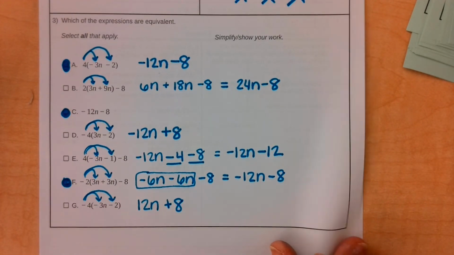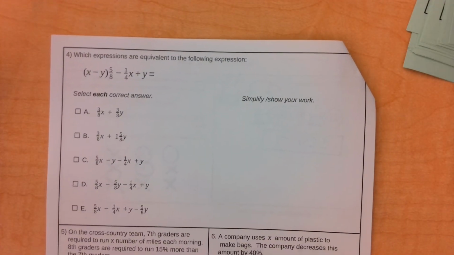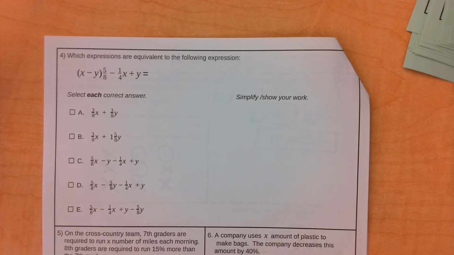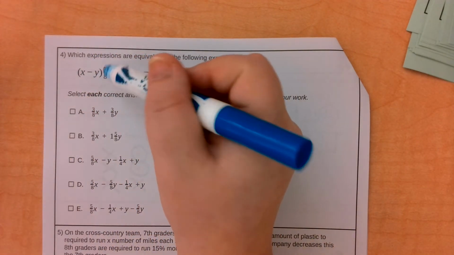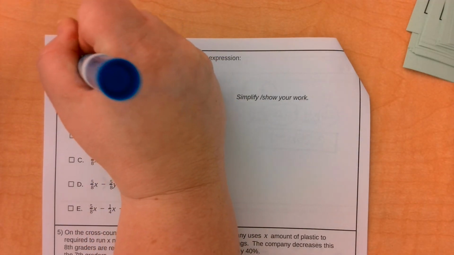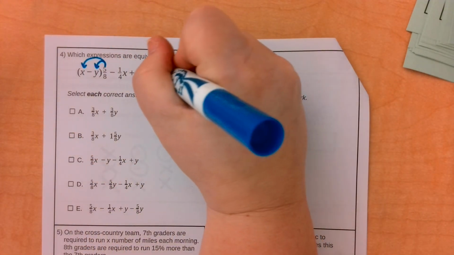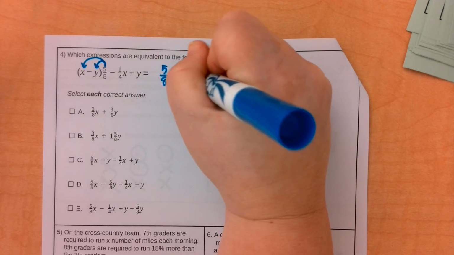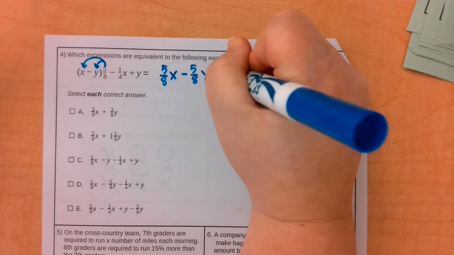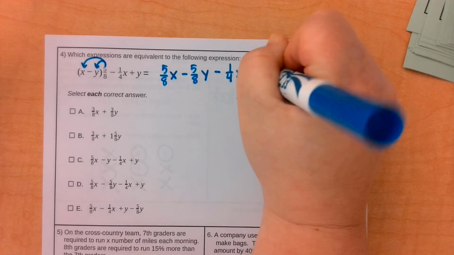All right, let's turn the page. All right. Which expressions are equivalent to the following expression? So first thing I want to do, I see a number right outside the parentheses. So I'm going to distribute. I'll get 5/8 x minus 5/8 y minus 1/4 x plus y.